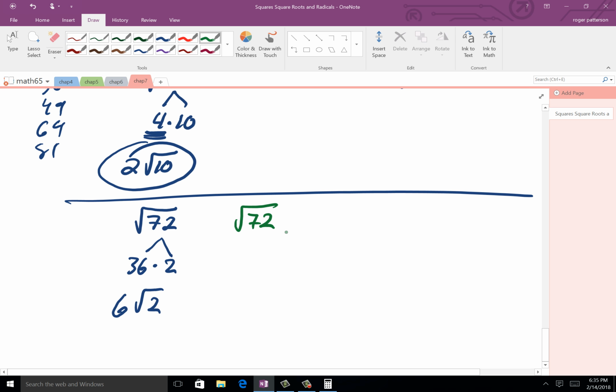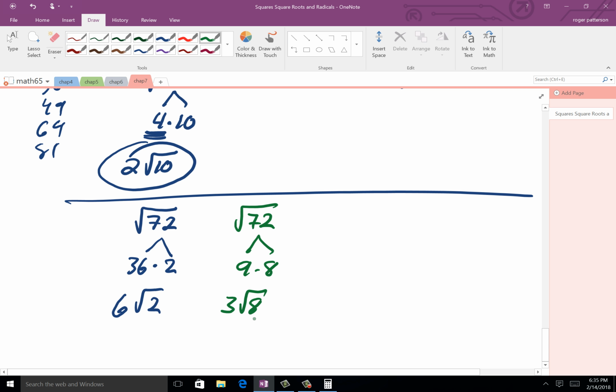So let's say you didn't know 36. You just said, I'm going to go with 9 and 8. All right? Because I actually heard somebody say, 9 goes in there. Yeah, 9 does. So the square root of 9 gives us how much? 3. So that would come on the outside, and 8 would stay on the inside.